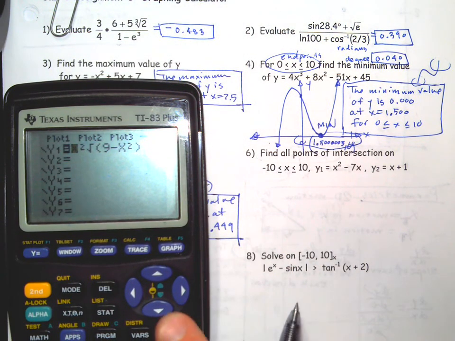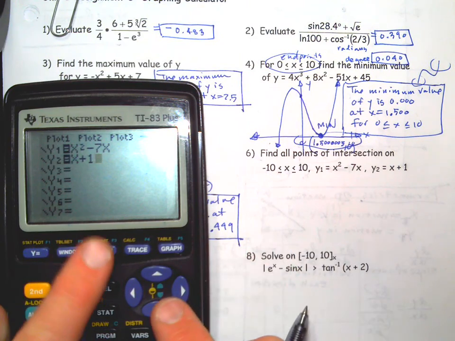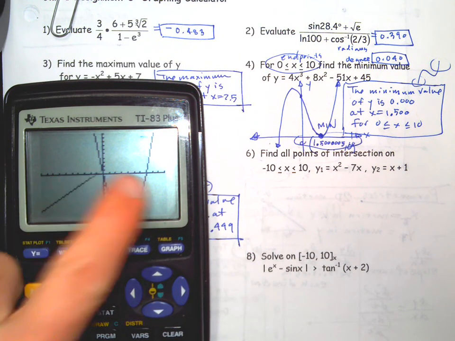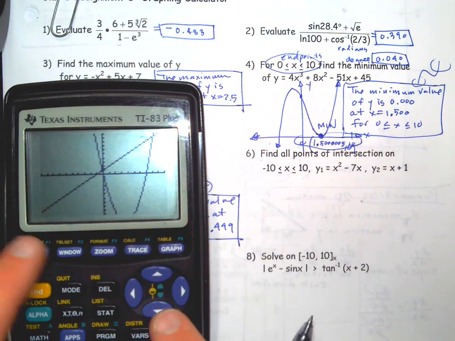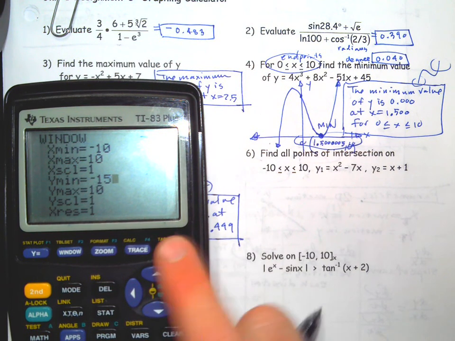Okay, next one, intersections between these curves. So we're going to graph these, x squared minus 7x, which is a parabola opening up, and x plus 1 is a line with positive 1 slope. It says negative 10 to 10. I mean, we could do zoom 6 just to start off with, which gives you negative 10 to 10. It'd be nicer to get a little bit of the bottom of that parabola, so I'm going to go down to negative 15.